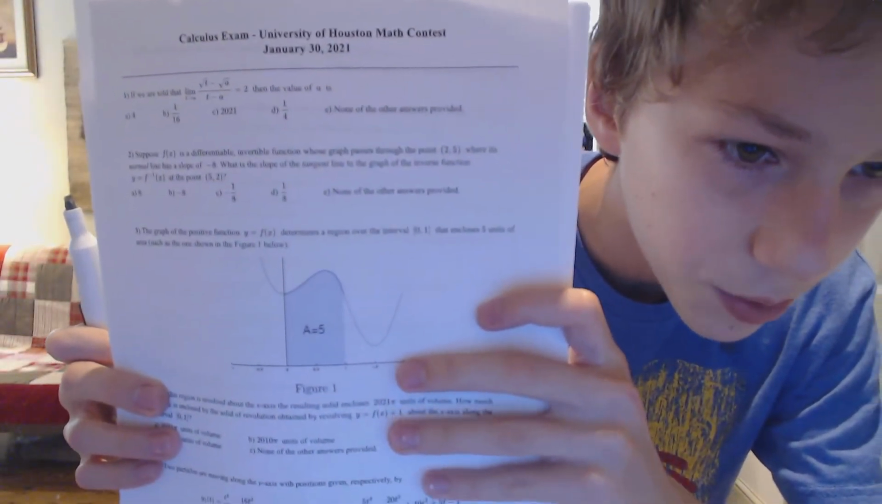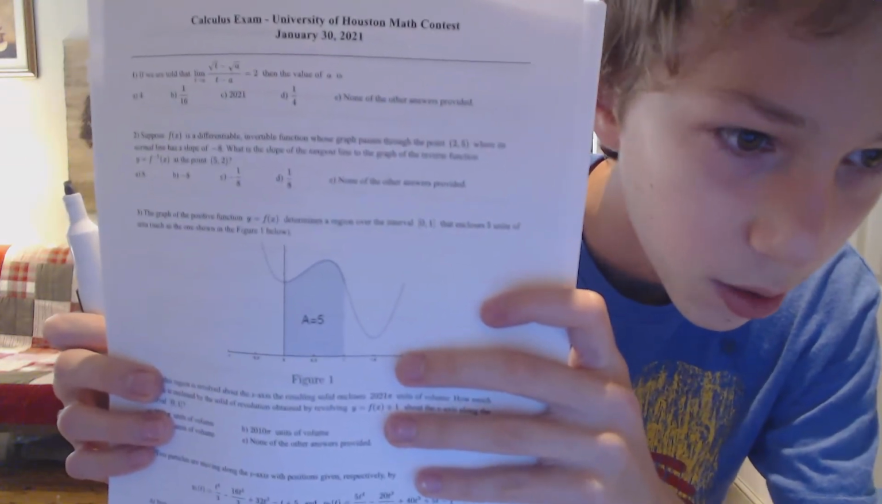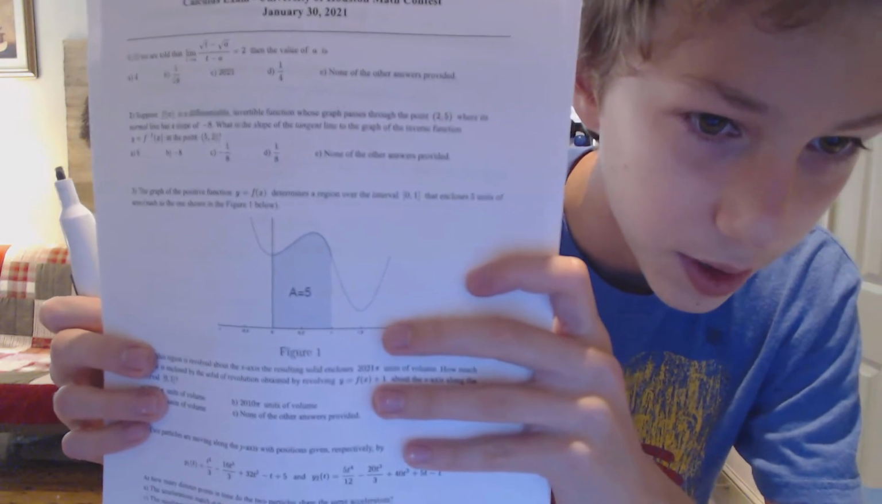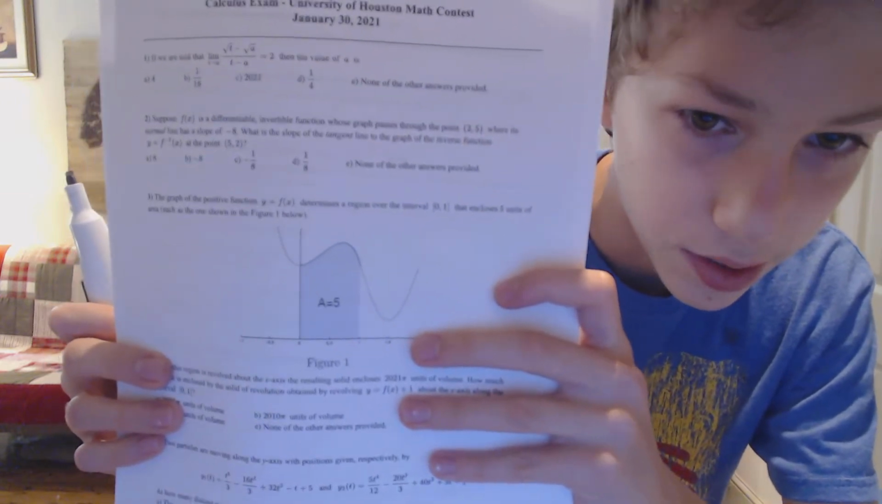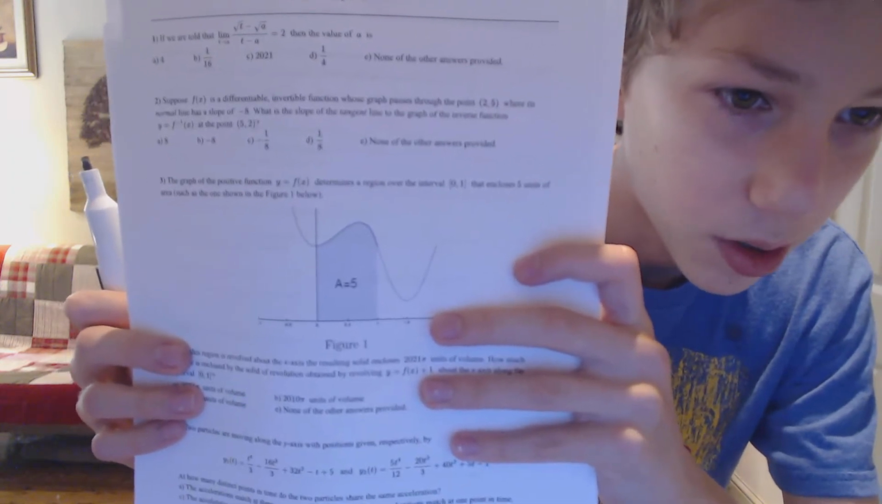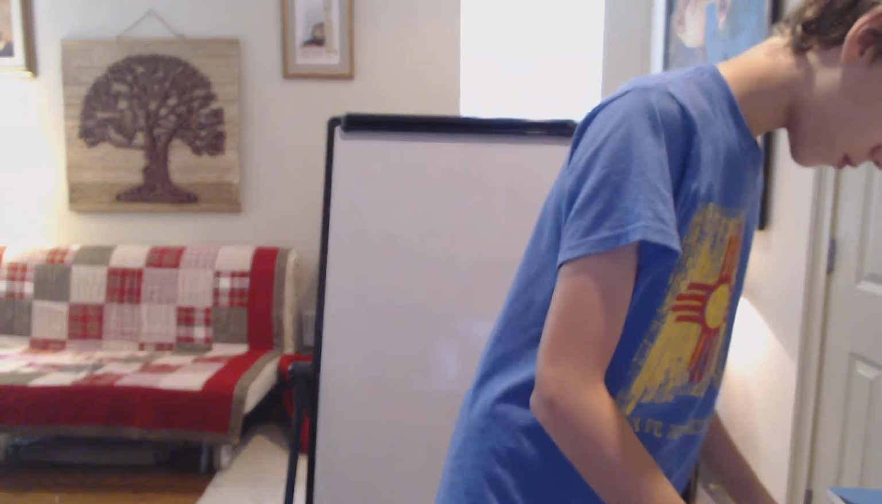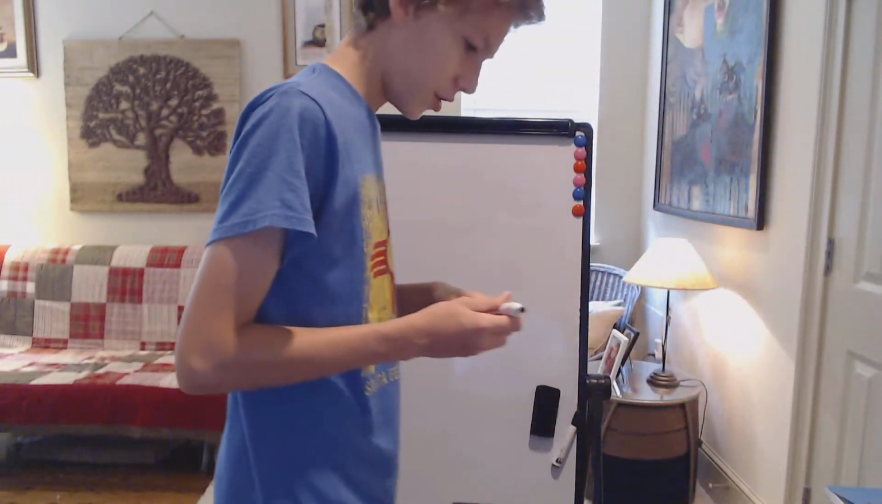Suppose f is a differentiable invertible function whose graph passes through the point (2,5), where the normal line has a slope of -8. What is the slope of the tangent line to the graph of the inverse function y equals f inverse of x at the point (2,5)? Okay. Well, what information do we have here?